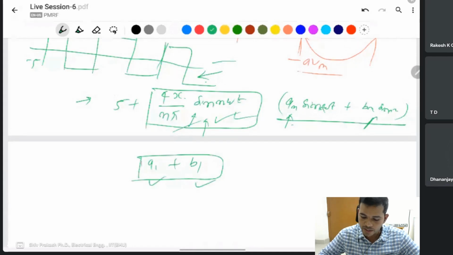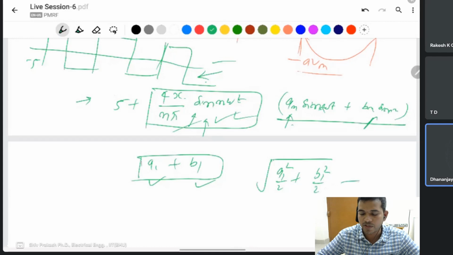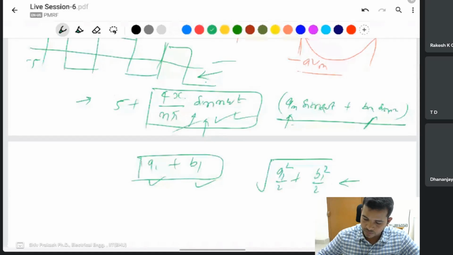If you take RMS, then it is A1 square divided by 2 plus B1 square divided by 2. This one is the RMS value. So for finding the peak, just adding those two in quadrature is sufficient.